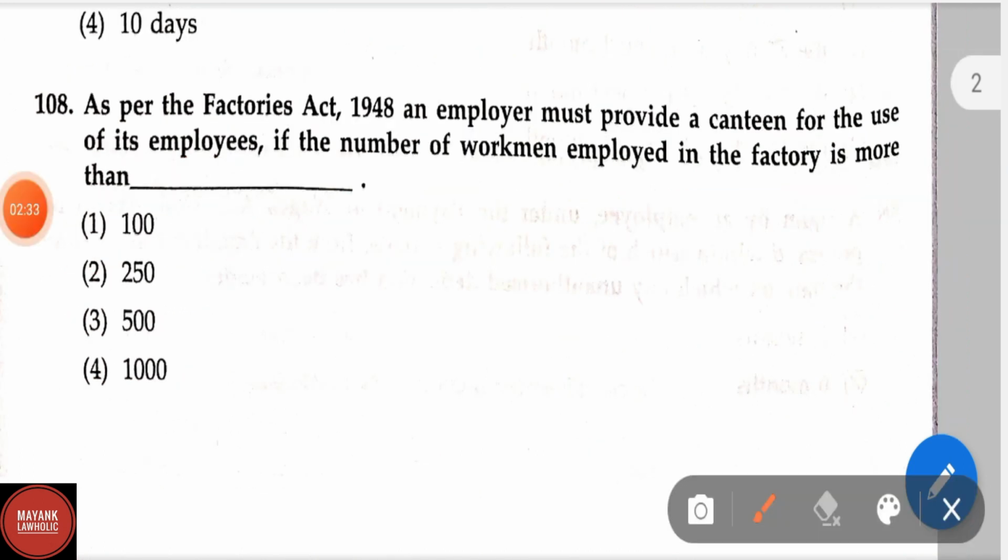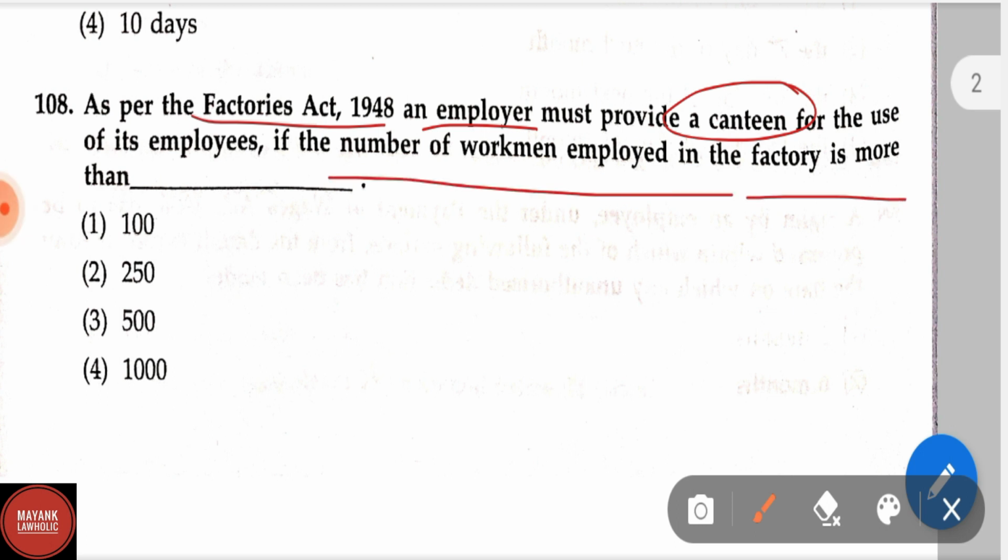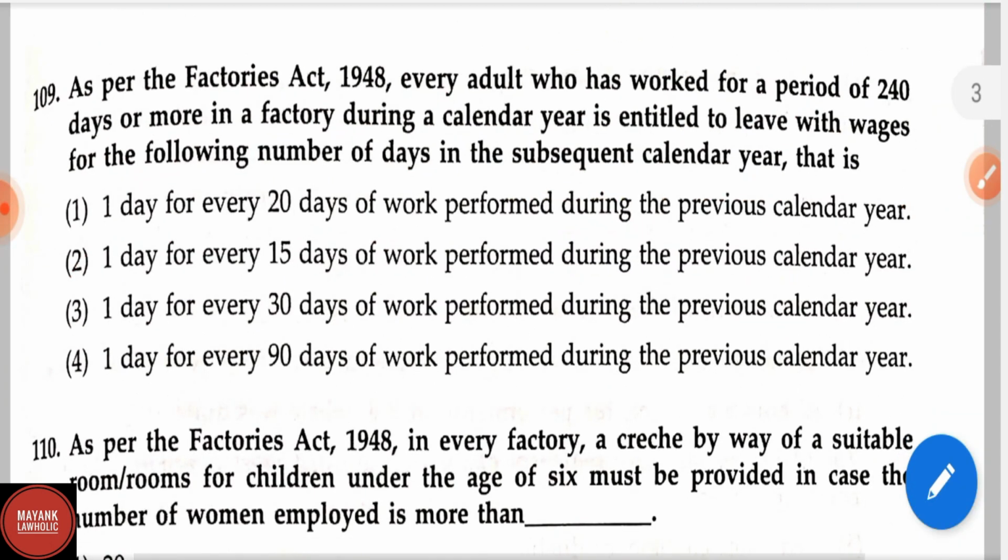Question number 108. As per the Factories Act 1948, an employer must provide a canteen for the use of its employees if the number of the workmen employed in the factory is more than 250. Correct answer is 250. Now question number 109.